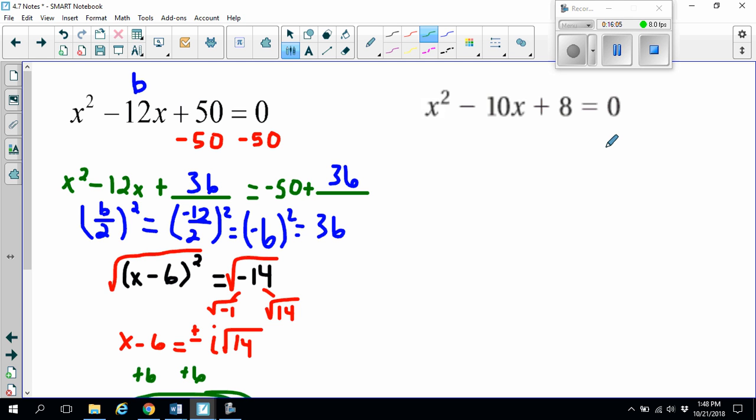Okay, so just like the past two times, we need to make sure we bring the constant over to the other side. So what we're going to do is subtract 8 from both sides. So that's always your first step. So we have x squared minus 10x plus blank equals negative 8 plus blank.